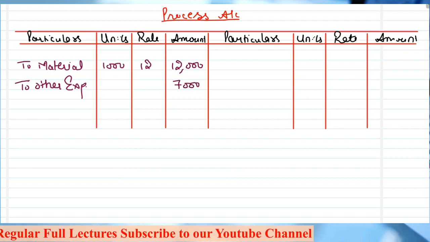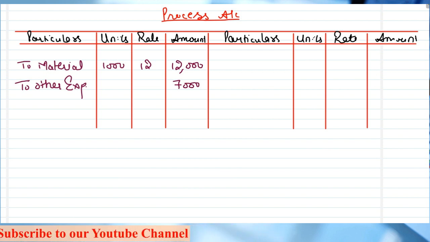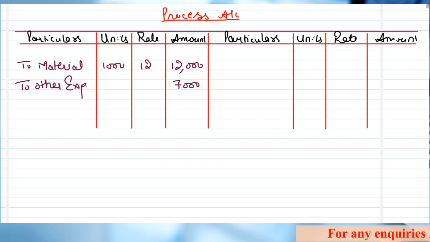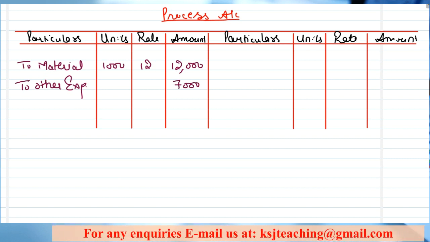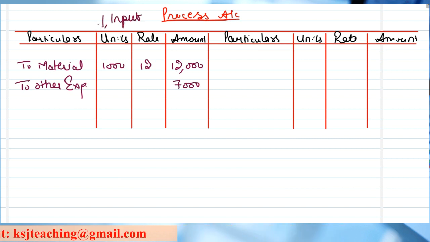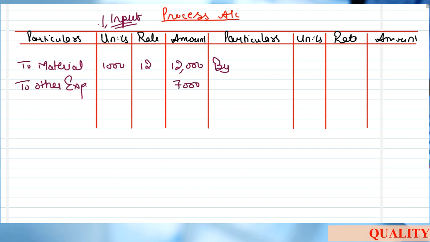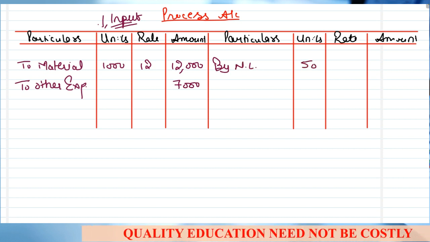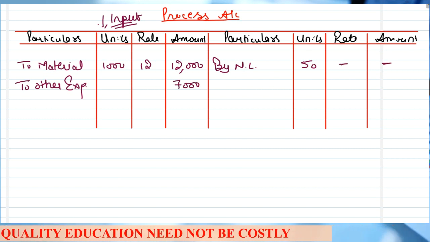Any doubt? Now he says that whatever you have input, that is 1000 kg, there is a normal loss of 5%, that is 50 units. Now where you are going to take the loss? This is your input side. Loss is your output, right? So we'll take the normal loss on this side. Normal loss 50 units. Sir, are we realizing anything? No. So the amount will be 0.